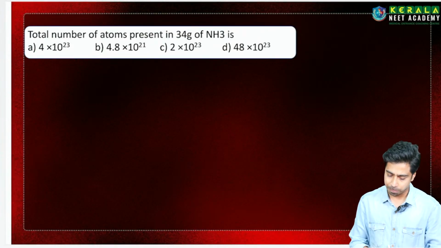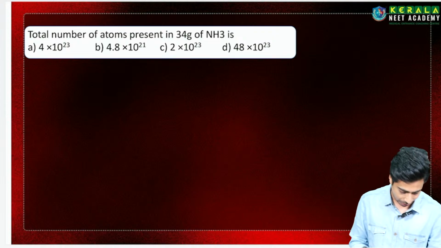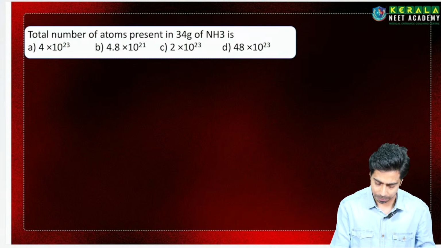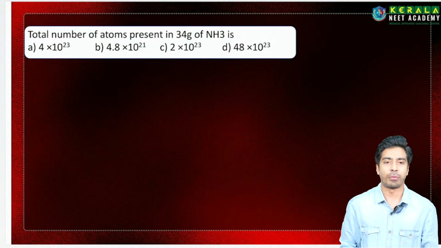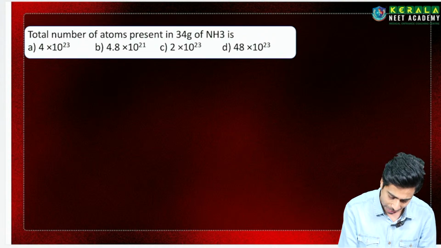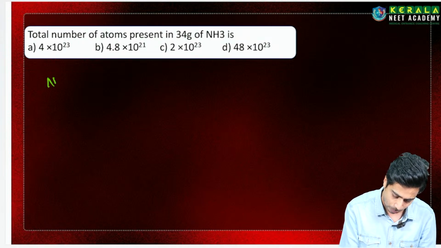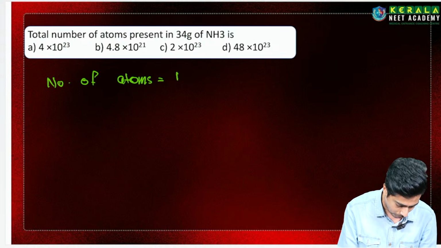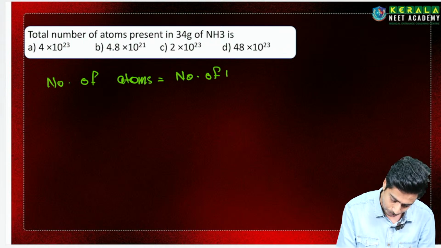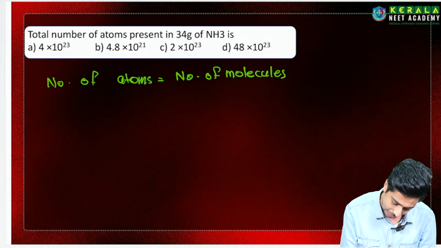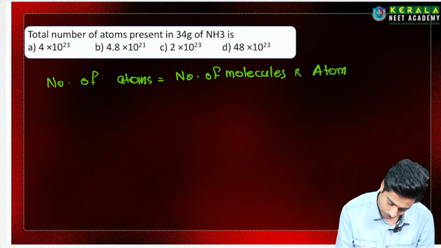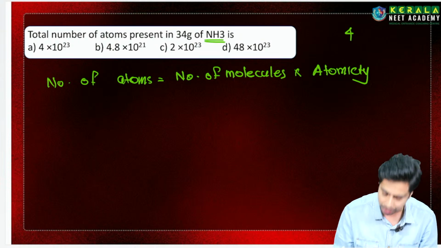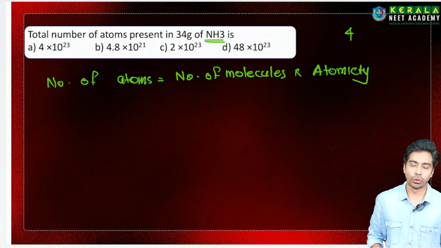Total number of atoms present in 34 gram of ammonia. Now Soundarya Murugan, this is the type of question that you have asked. So we know the formula: number of atoms is equal to number of molecules into atomicity. Ammonia's atomicity is 4, because one nitrogen and three hydrogens. So you are having atomicity 4.